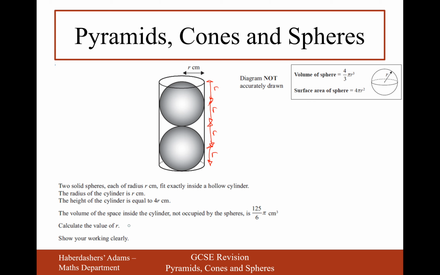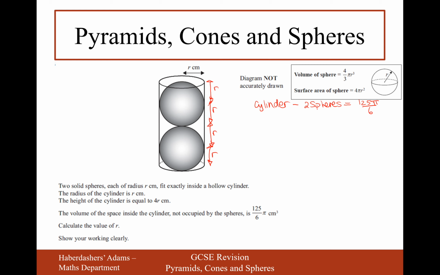The volume of the space inside the cylinder not occupied by the spheres is 125 over 6 pi. Calculate the value of r, show your working clearly. So what we need first is to do the cylinder, take away the two spheres. And that will equal 125 pi over 6.